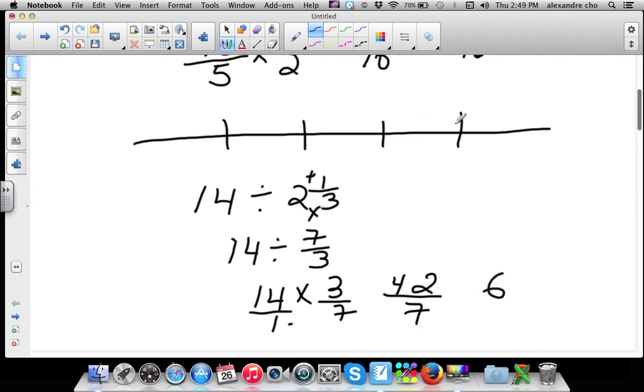So how many of these small strings will he have? He'll have 1, 2, 3, 4, 5, and 6. Obviously, they're not to scale, but he'll have 6 equal size smaller pieces of rope. Okay.